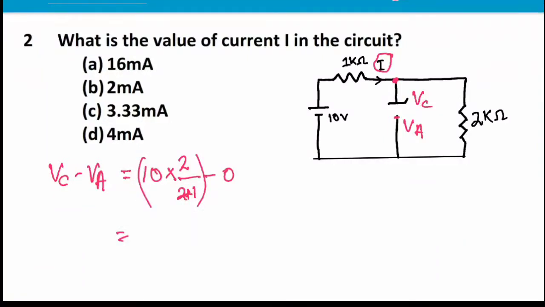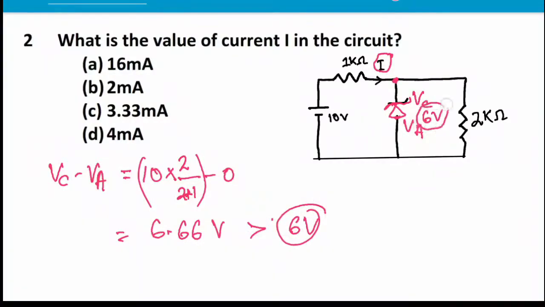So this will be 6.66 volt. So what was here? Initially this was 6 volt given. So this 6.66 is greater than 6 volt. This 6 volt gives the reverse bias breakdown condition. So here it is in reverse bias condition and the voltage is greater than the reverse bias voltage for that Zener diode.